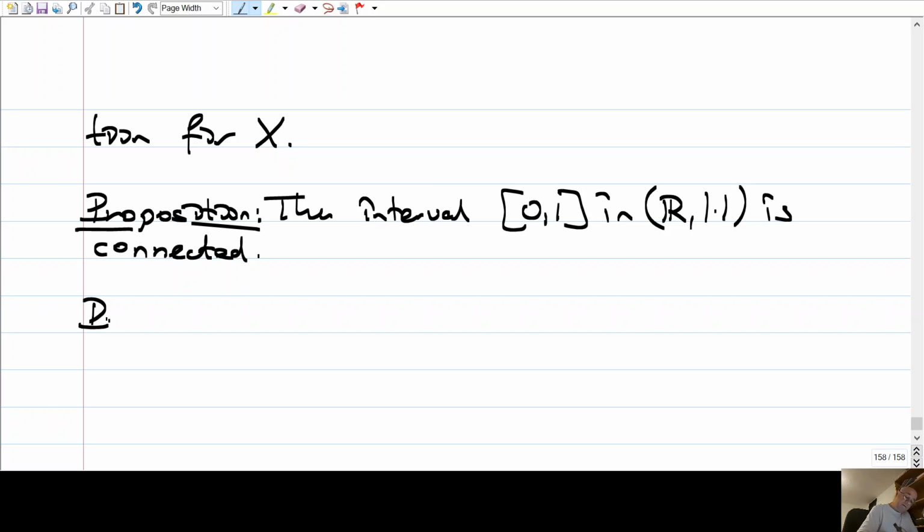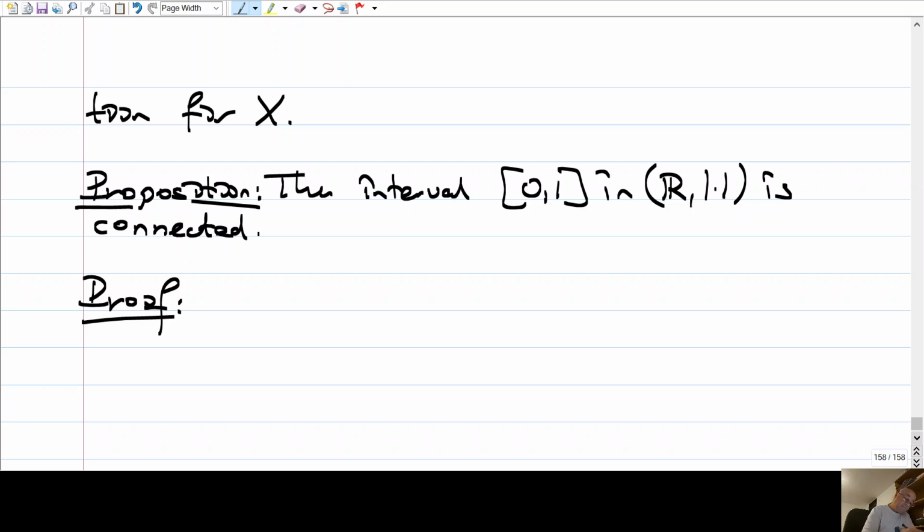Okay, and basically this is the only non-trivial result in this section, in the part of this book related to connectedness. So let's see how we can prove this.